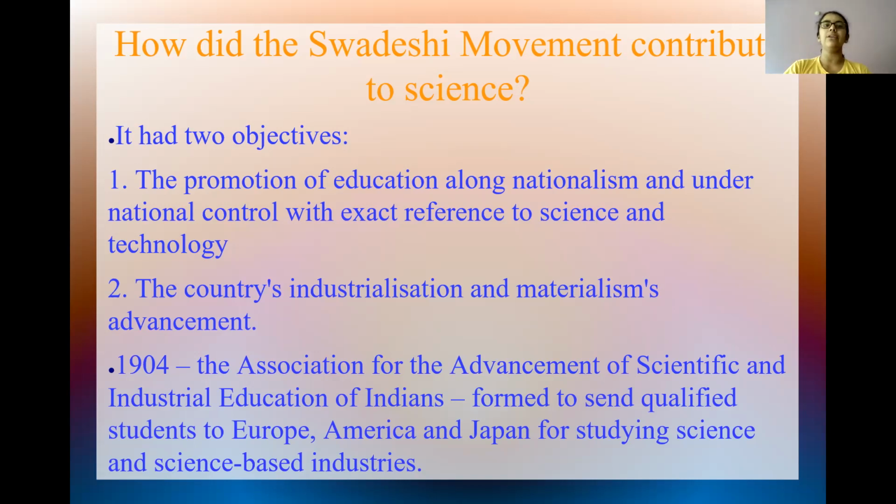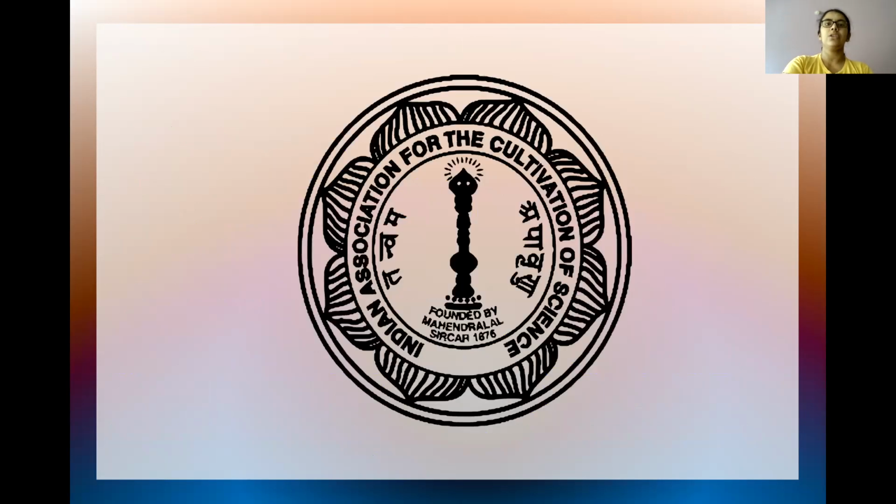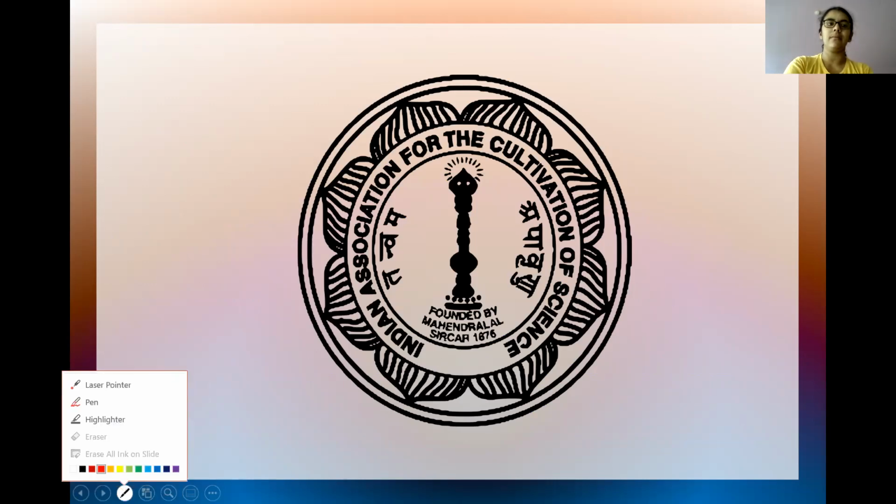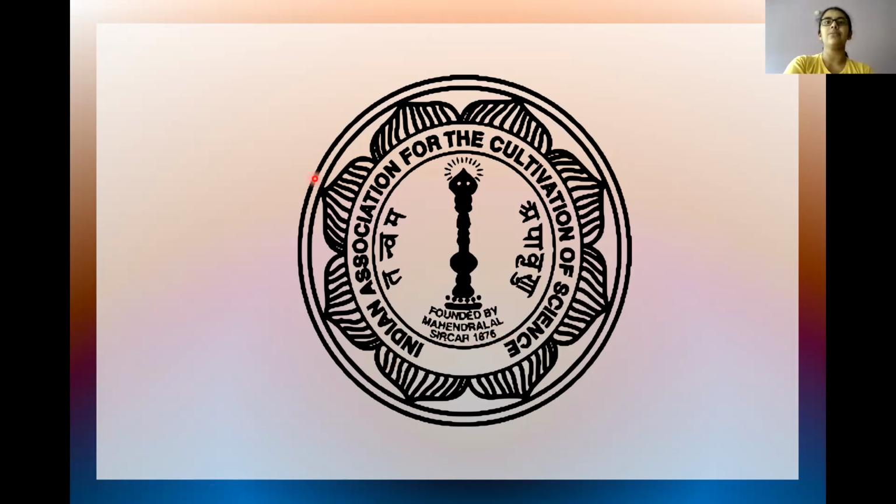In 1904, the Association for the Advancement of Scientific and Industrial Education of Indians was formed to send qualified students to Europe, America, and Japan for studying science and science-based industries. This was founded by Mahendralal Sarkar in 1876, and it was called the Indian Association for the Cultivation of Sciences way back then.